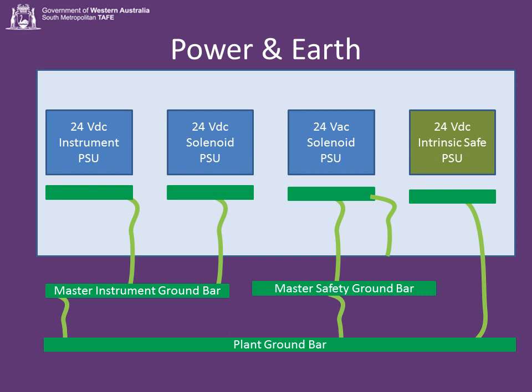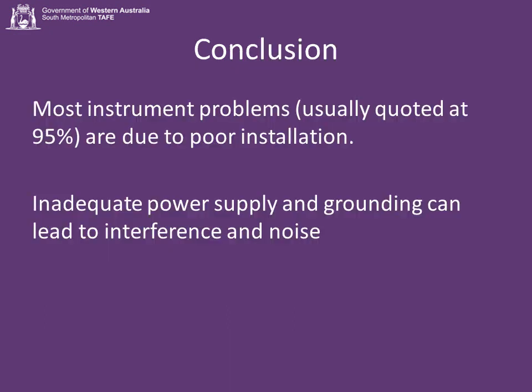Earth connections are by nice big fat cables, at least 6 millimeter cross section. The biggest cause of faults I've ever seen, the most common cause of faults is earthing. In fact, most instrument problems, it's usually quoted at 95%, are down to poor insulation, poor power supply and poor grounding. It leads to interference and noise.